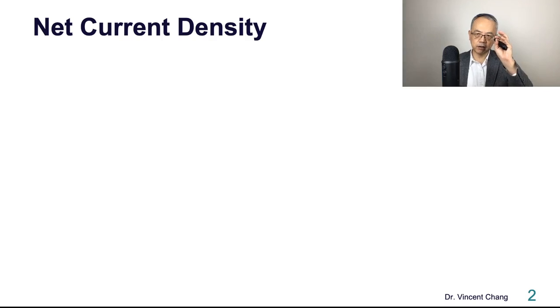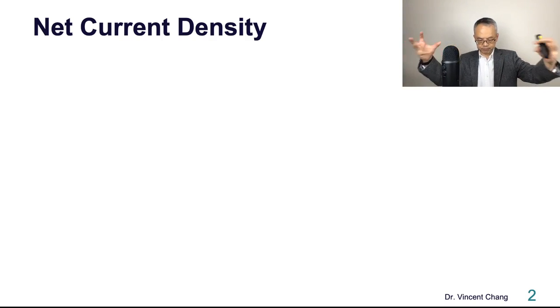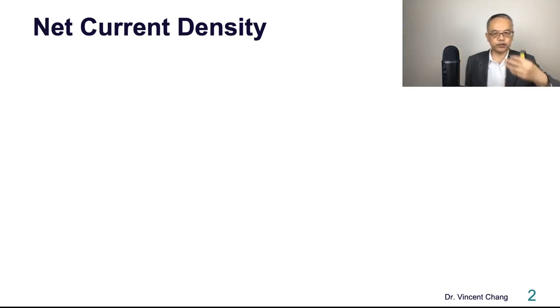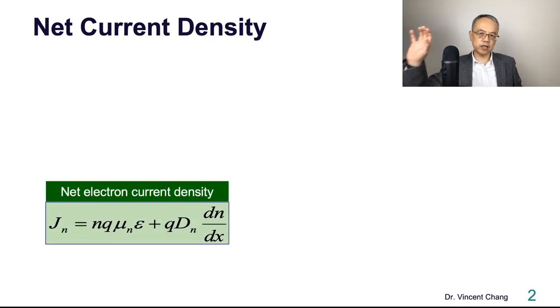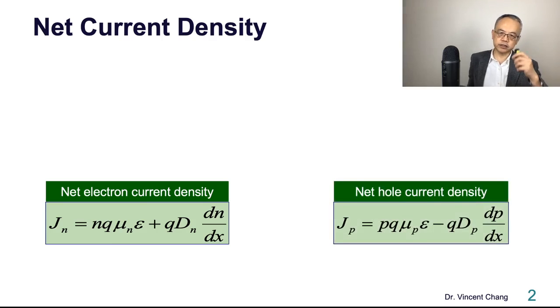There's a topic called carrier drift and carrier diffusion. And then taking these two forces together gives us the net current density. So on the left-hand side is the net electron current density. On the right is the net hole current density.